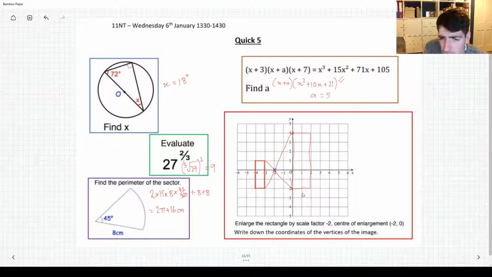So the vertices of the new rectangle are at 2, -2, 2, 4, 0, 4, and 0, -2. Okay, hopefully you got all of those.